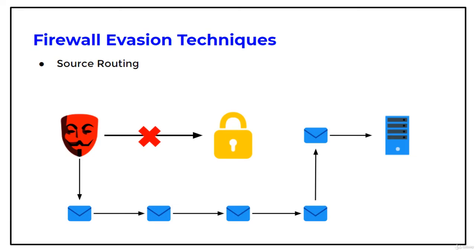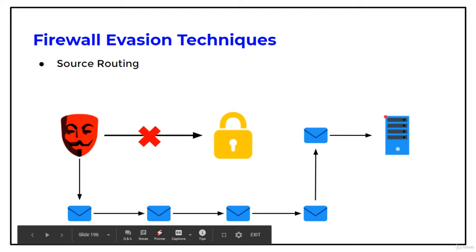The next firewall evasion technique is source routing. Now, source routing allows the sender of a packet to partially or completely specify the route the packet takes through the network. As the packet travels through the nodes in the network, each router examines the destination IP address and chooses the next hop to direct the packet to the destination. In source routing, the sender makes some or all of these decisions on the router. So here you can see that the attacker wants to send the packet to the server, but this way is blocked. So the attacker will send the packet via this other way and then the packet will reach the server.